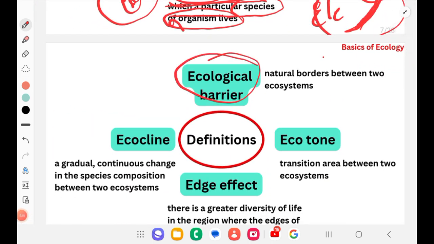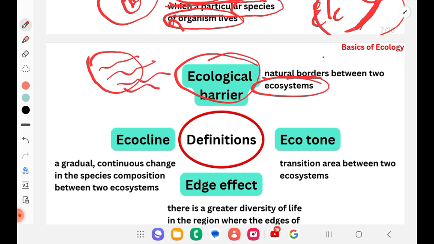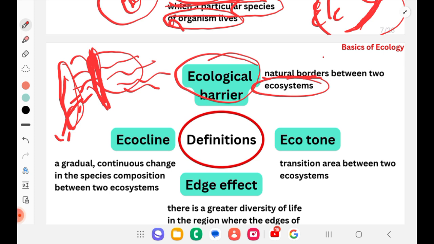Next we'll go for the next definition, that is ecological barrier. It's a natural border between two ecosystems. If there is a marine ecosystem near the oceans, there will be mangrove forest also, and beside that we'll be having terrestrial ecosystem. It is a barrier from one ecosystem to another. There is a short barrier, right? That is said to be ecological barrier.